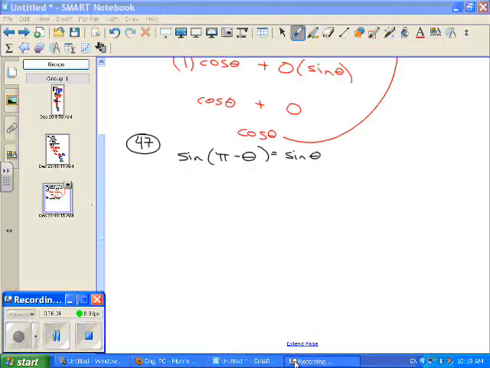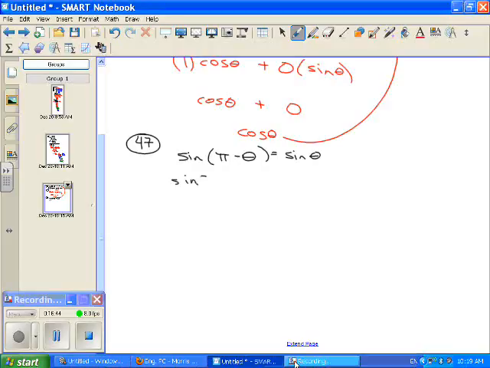All right, this one's actually going to be really similar. So I have sine of pi minus theta. So I have sine subtracting two angles. So this one's going to go sine of pi cosine of theta minus cosine of pi sine of theta.